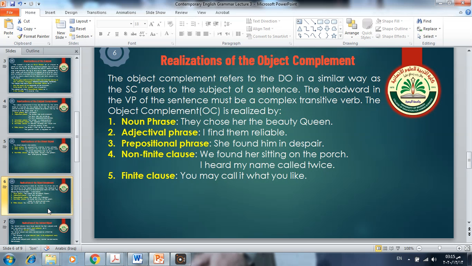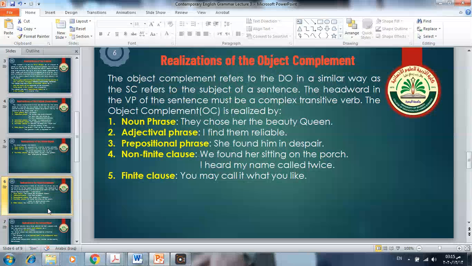Realizations of the object complement. The object complement refers to the direct object in a similar way as the subject complement refers to the subject of a sentence. The head word in the verb phrase of the sentence must be a complex transitive verb. The object complement is realized by a noun phrase, like when we say, they chose her the beauty queen. So the beauty queen is the noun phrase that functions as an object complement.